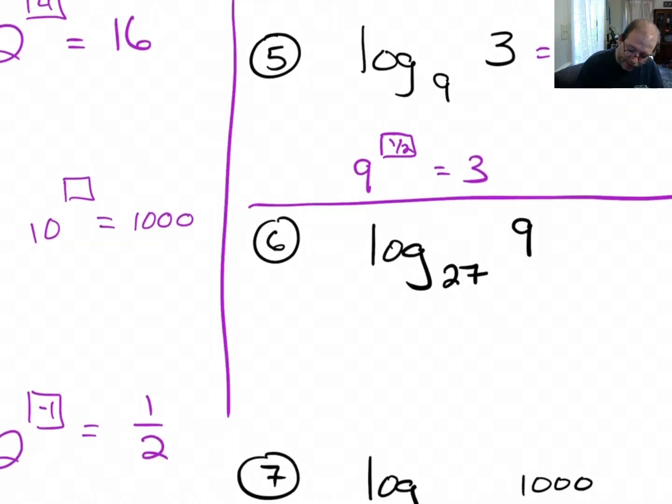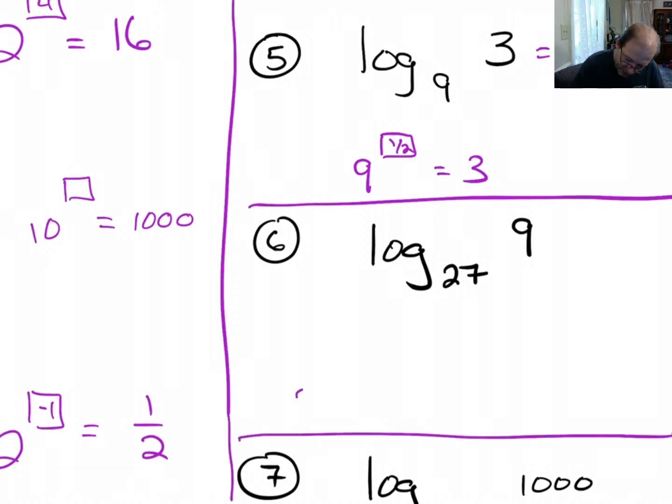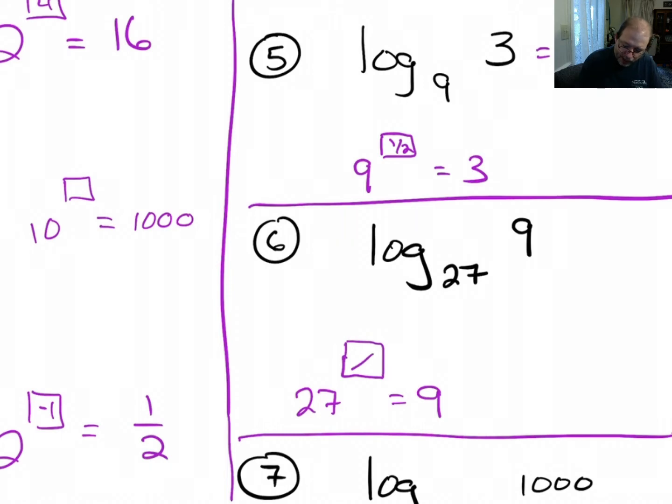Log base 27 of 9. This one might be a little trickier. We have to say 27 raised to what gives you 9? I'm going to make my box bigger. Well, both of these things are powers of 3, and the way you get from 27 to 9 is you take the cube root of 27, which is 3, and then you square 3 to get 9. So 27 to the 2/3 is 9, so this logarithm is 2/3.